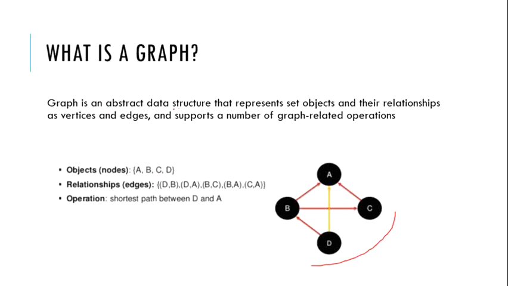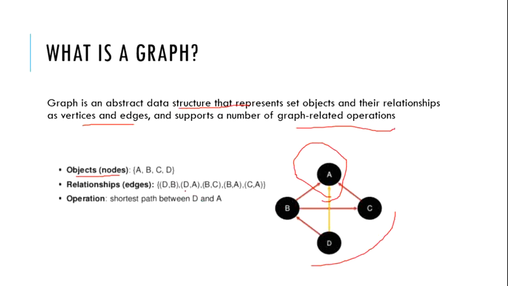So a graph is an abstract data structure that represents a set of objects and their relationships as vertices and edges, and supports a number of graph-related operations. So graph nodes are the actual objects. They can contain a whole bunch of attributes themselves. They are collections, so they can be of a huge number of sizes, MBs, maybe even larger than that. These nodes that I'm talking about can be complete objects or entities in themselves.